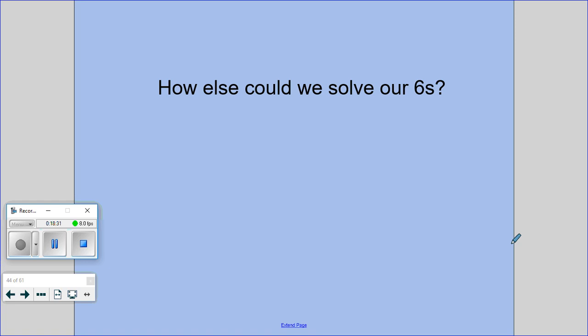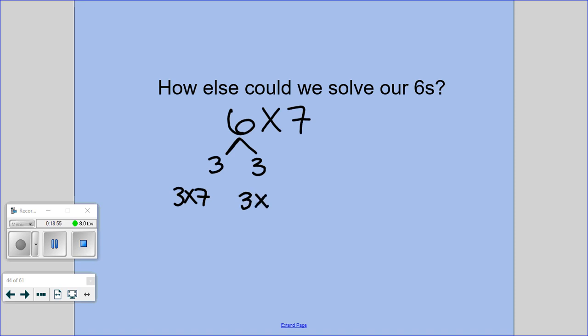Mason, you got this title down? If I have the problem 6 times 7, I could definitely use my 3s, because they're my doubles, and break apart my 6 into 3 and 3, which would give me 3 groups of 7 plus another 3 groups of 7. This is a good way.